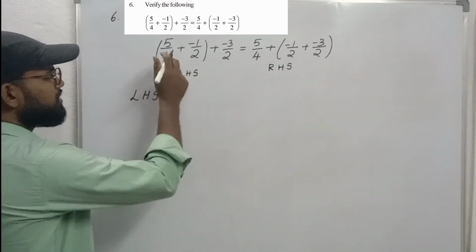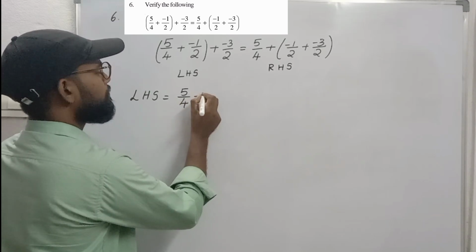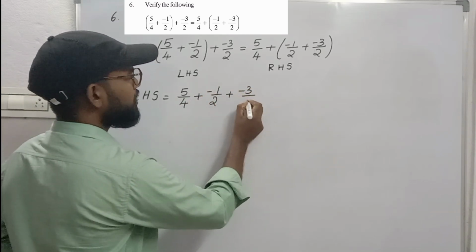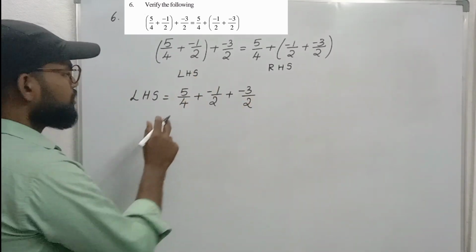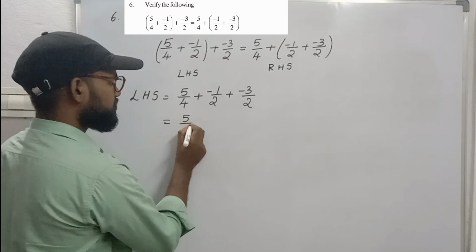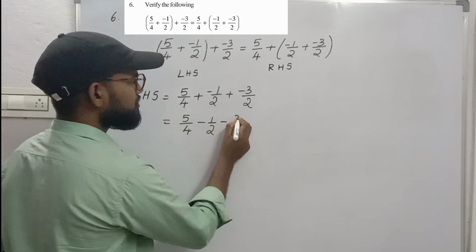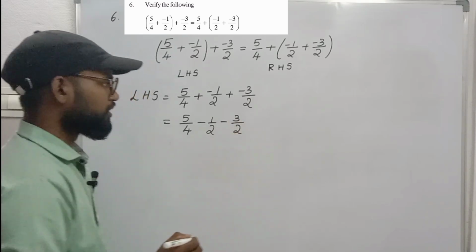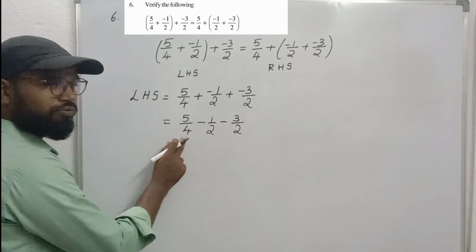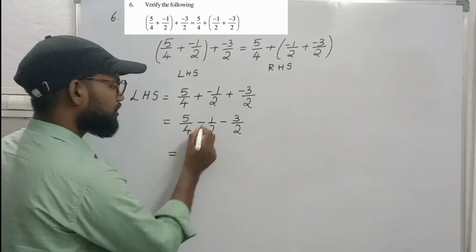Now see, LHS, that is 5 by 4 plus minus 1 by 2 plus minus 3 by 2. This is the left hand side, right? Now plus into minus is minus, so minus 1 by 2. Next plus into minus is minus 3 by 2. Now here the LCM for 2 comma 4 is 4. Absolutely, 4 is the LCM. So now we can directly do this operation.